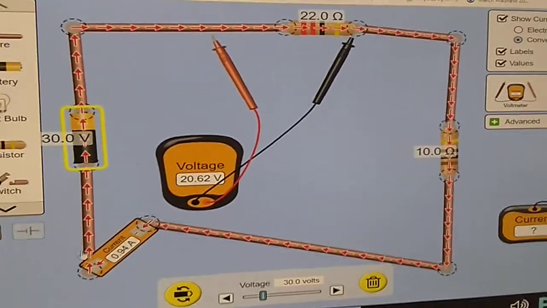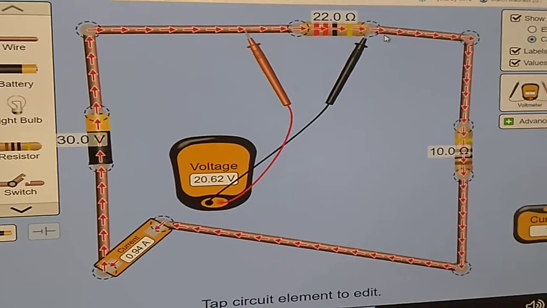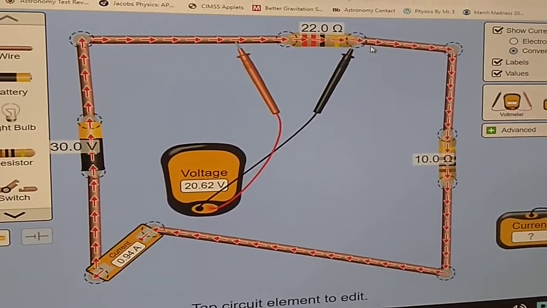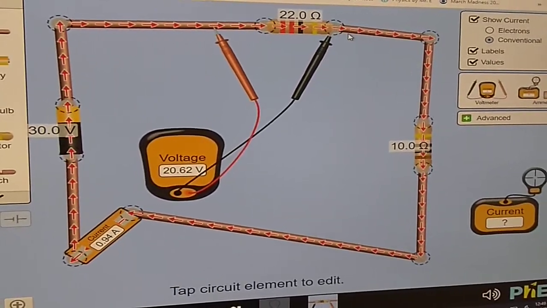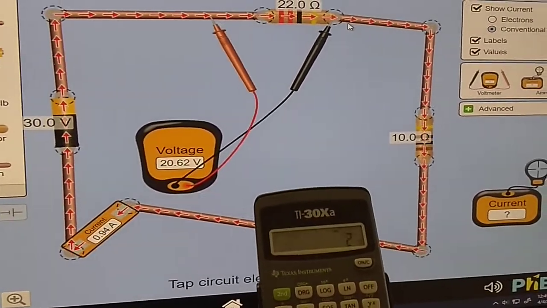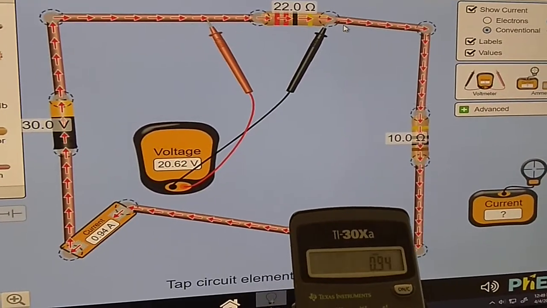Well, anyways, we still want to find the voltage drop. We want to see if this is actually ohmic. We want to see if when we divide the voltage by the current, we get the same number for the resistance. So we do 20.62 divided by 0.94.